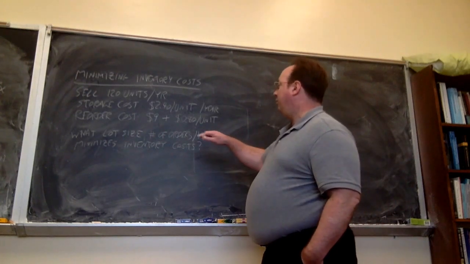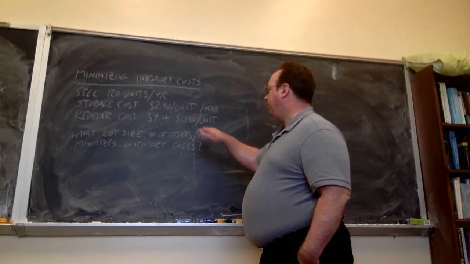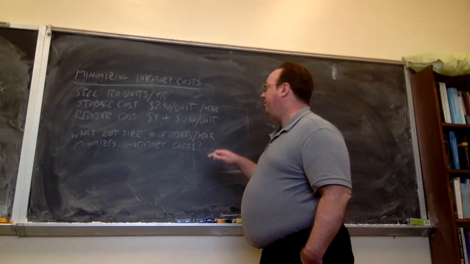So we have to find the right way to balance these competing criteria. The question is, what is the lot size and number of orders per year, the product of which will be 120, that will minimize inventory costs?